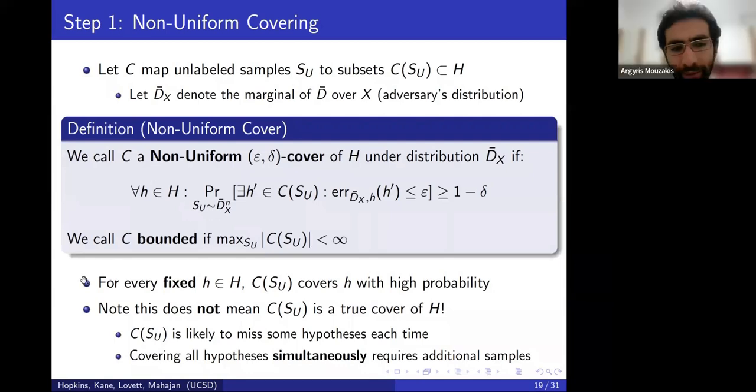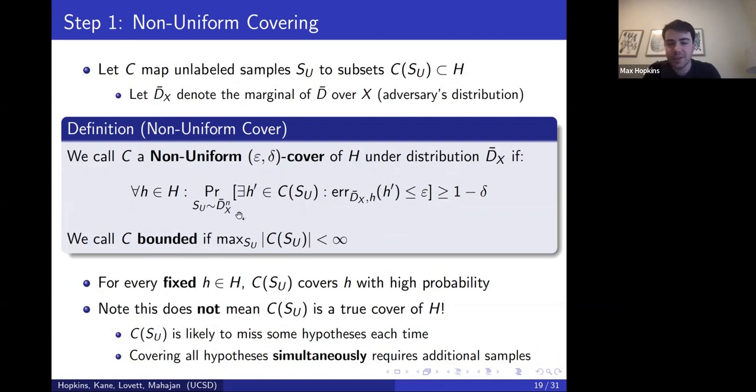I have a question too. The way you measure the difference between H and H prime, which is the error function you have there, it's the probability that you get a point from the marginal distribution on which H and H prime disagree, right? Yes, correct. It is classification distance. Okay, exactly. Good, thanks. Yeah, that's correct. It's a good clarification.